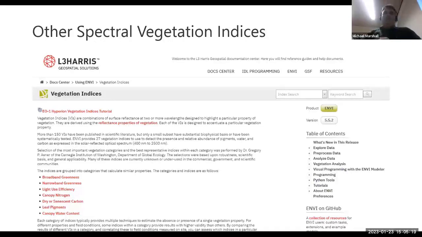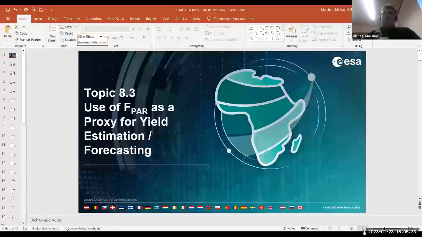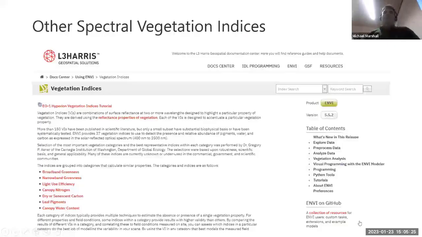It doesn't give you all of the indices. There are so many indices out there. Somebody said for every remote sensing scientist, there's an index. But it's a good place to start, I would say.